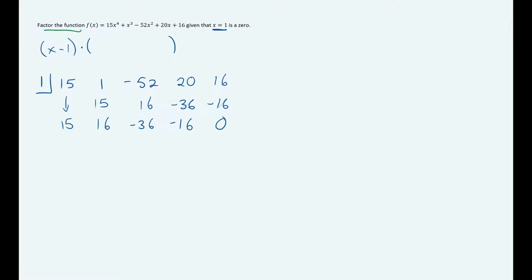It evaluates to 0. That does in fact confirm that x minus 1 is a factor, that x equals 1 is a 0. But more importantly, it tells us that we have this new polynomial left over: 15x cubed plus 16x squared minus 36x minus 16.